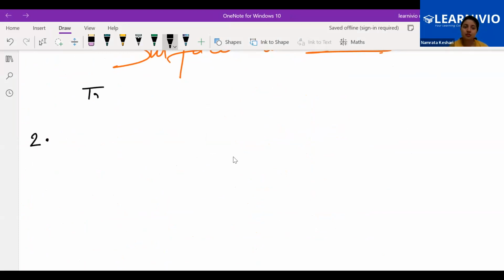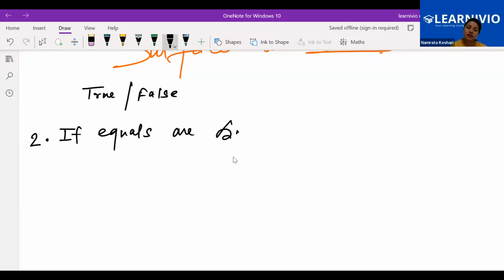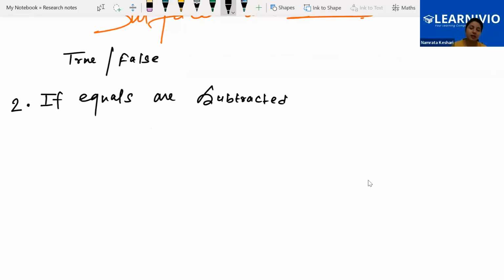This is true false question. If equals are subtracted, let me write all of it, then we will be discussing it. Because this chapter is like that only. Theories are there. And this type of fill in the blanks, true false questions.